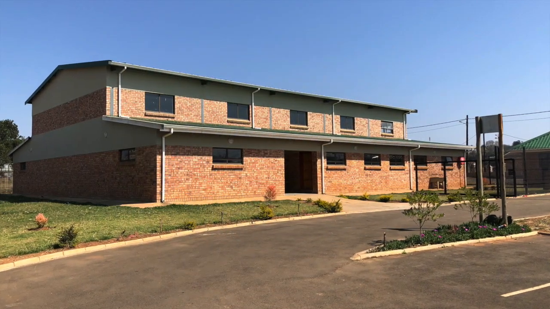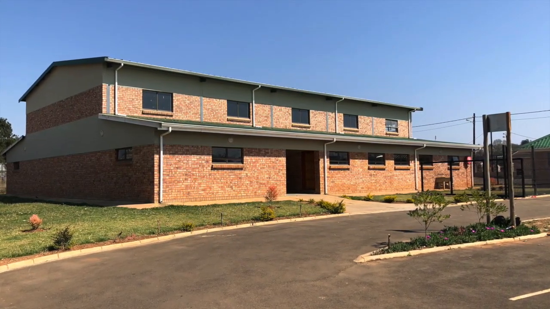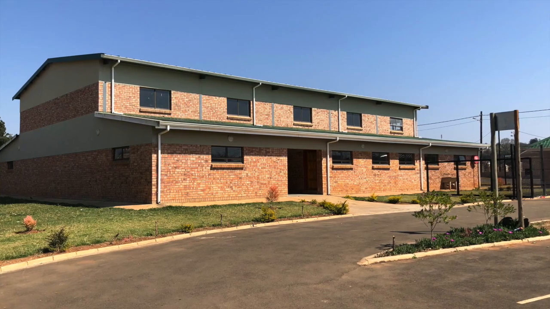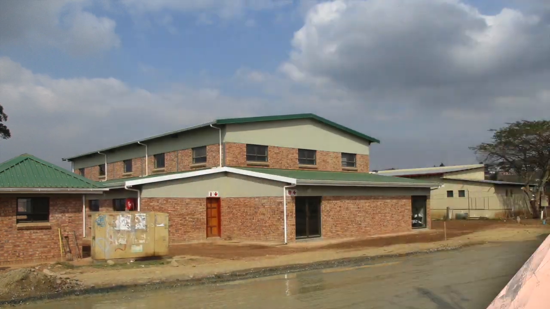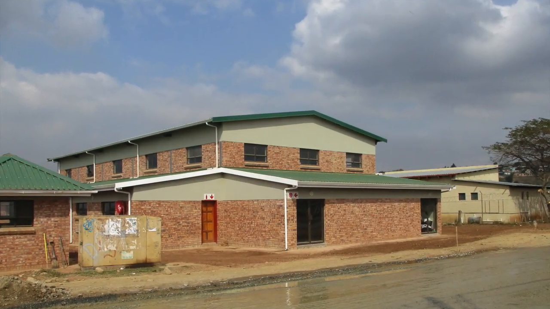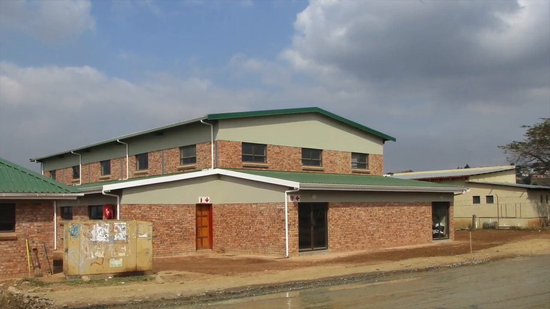The site is a small town known as Ikopo, which is situated off the Nkomazi River along the R56 highway in the Midlands of KwaZulu-Natal. The site is situated just off the R56 on an unnamed road, which is surrounded by a church, sports ground and houses. Therefore, there is only one access point to the site.